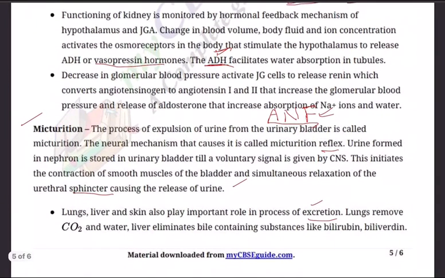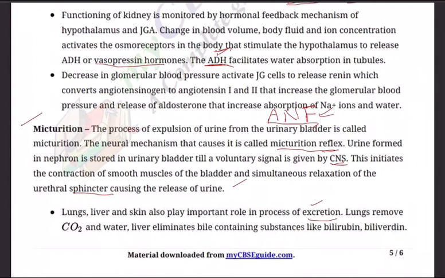And already we discussed micturition. The process of expulsion of urine from the urinary bladder is called micturition. The neural mechanism that causes it is called the micturition reflex. Urine formed in the nephron is stored in the urinary bladder till a voluntary signal is given by the central nervous system, CNS. This initiates the contraction of smooth muscles in the urinary bladder and simultaneous relaxation of the urethral sphincter, and that causes release of urine.